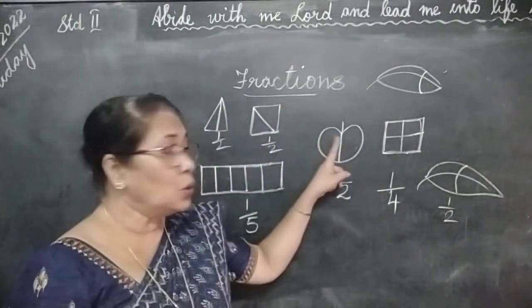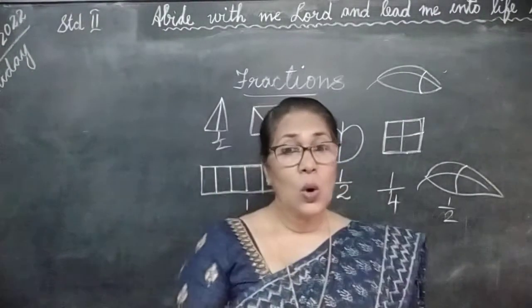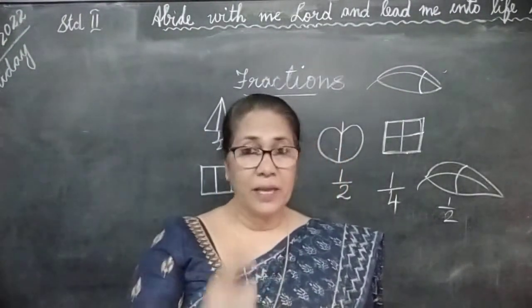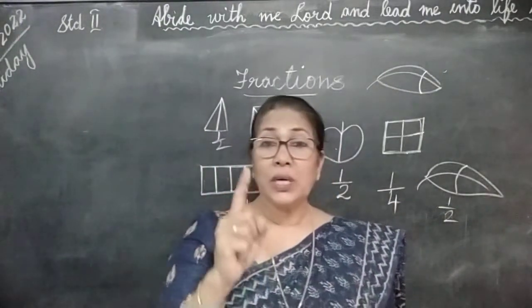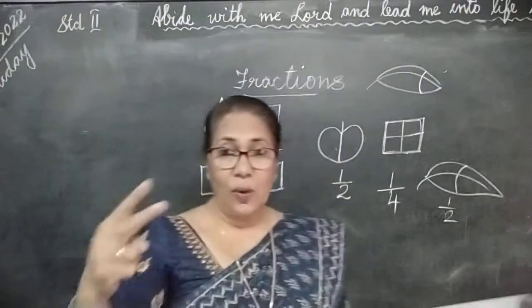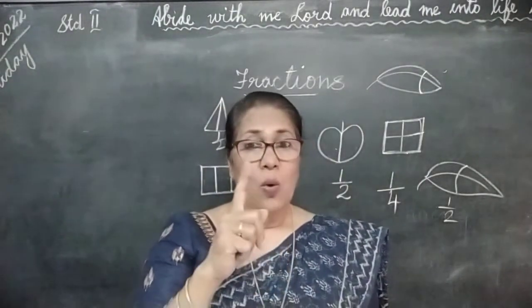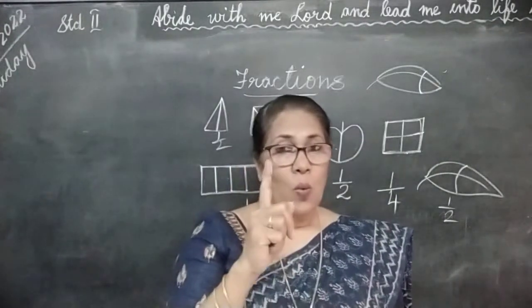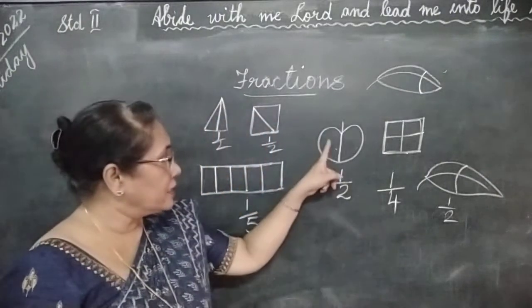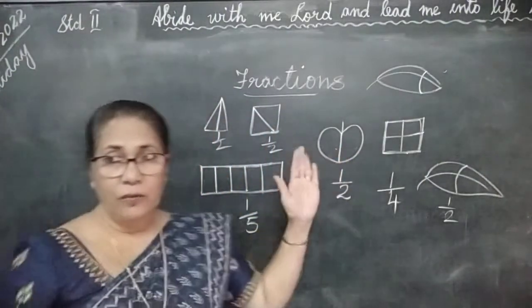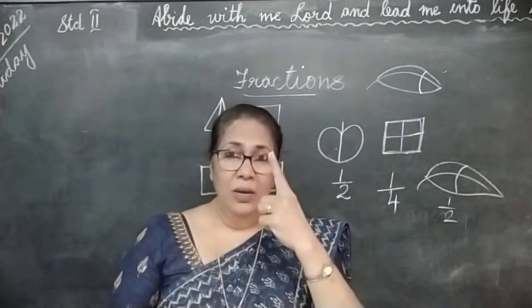Now 2 halves. 2 1 by 2 make 1 whole part. Can you follow what I am saying? When you add 2 halves, how much do you get? You get 1, not 2. That means when you put this half and this half together, do you get 2? You get 1.